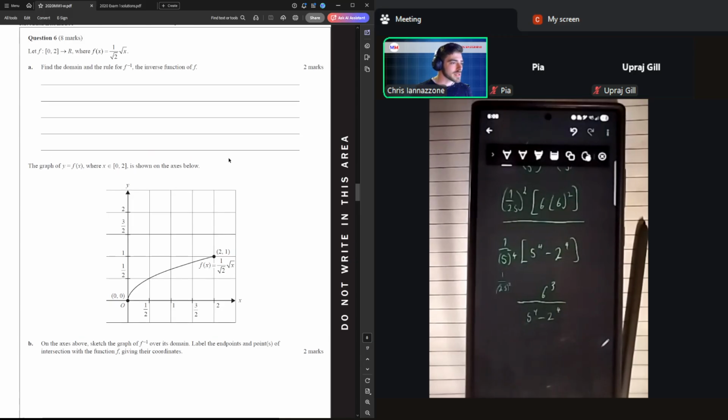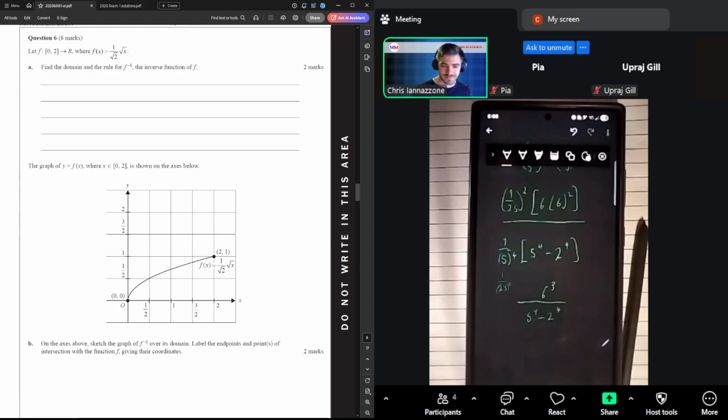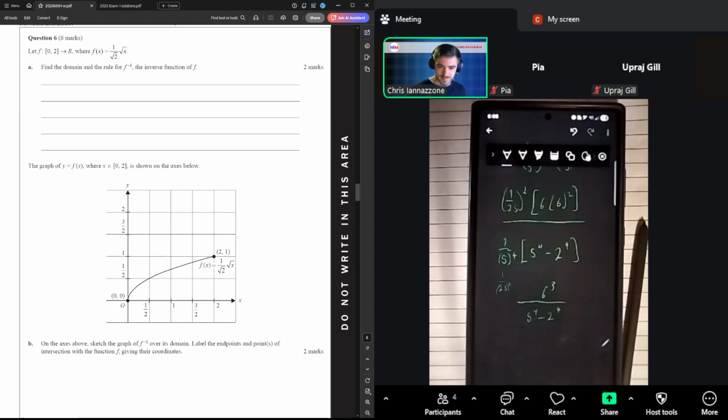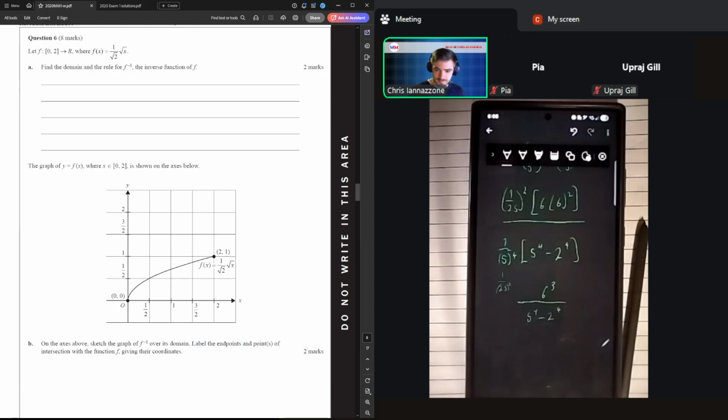Good news is none of that here. Question 6. Domain and rule of F inverse. Very standard question.